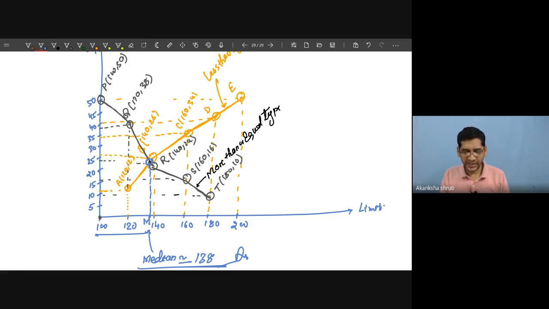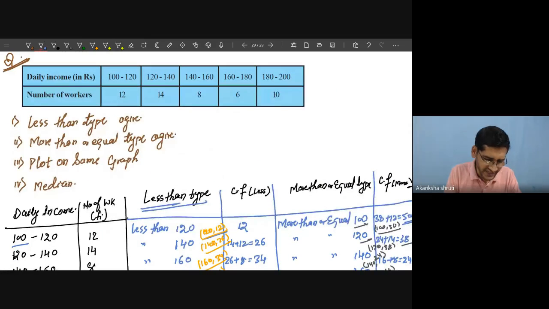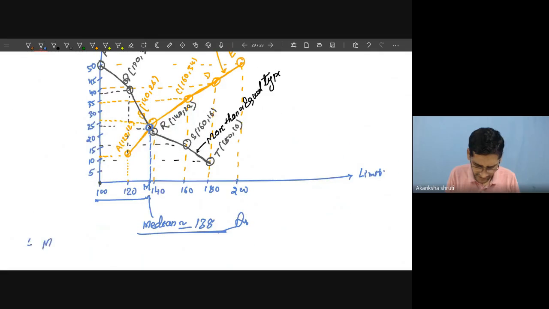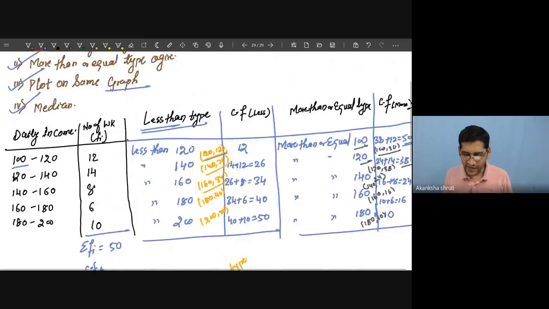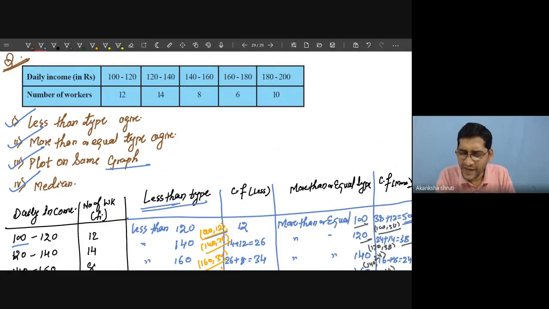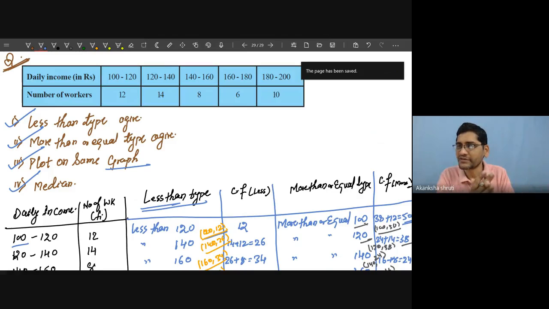So we have done everything, students. What were the data? Less than type, tabulated. More than type, tabulated. Plot on the same curve, done. Median we have calculated. So right here, therefore, the median is around 138. This is the answer. Questions are not lengthy and they do not take much time, but practice is more important. By more and more practice, you can get it.